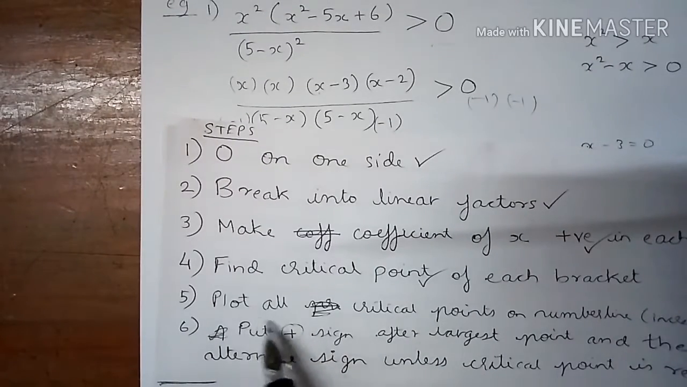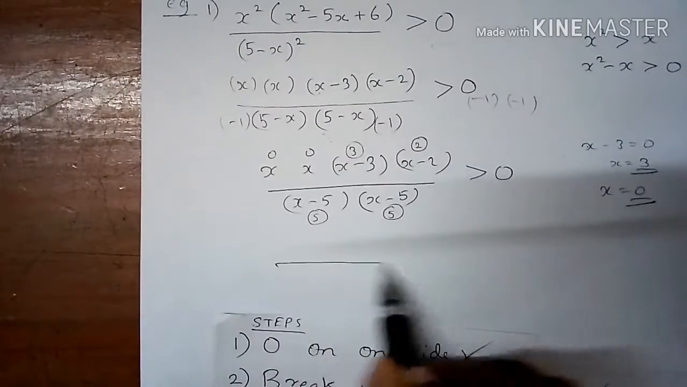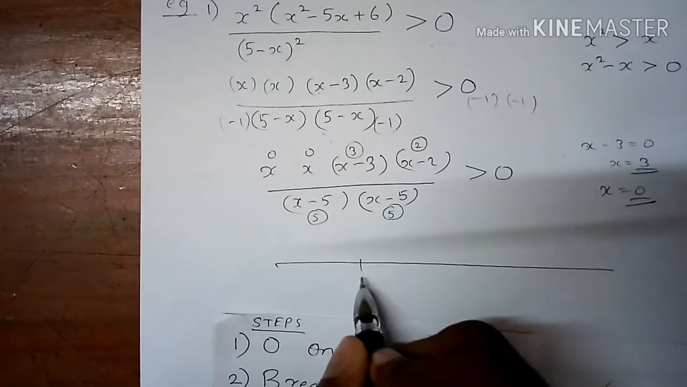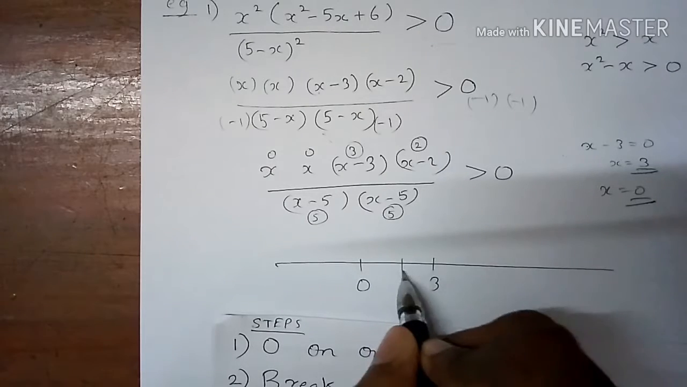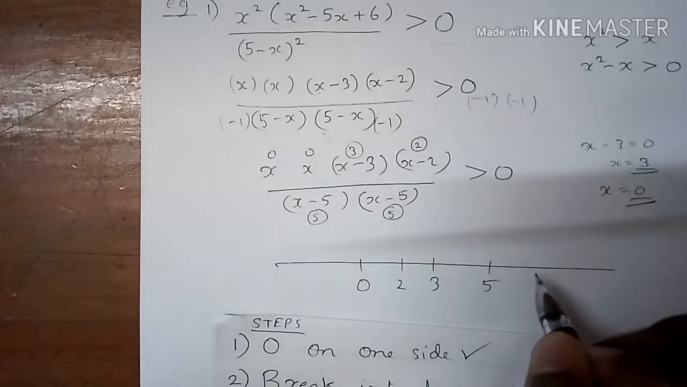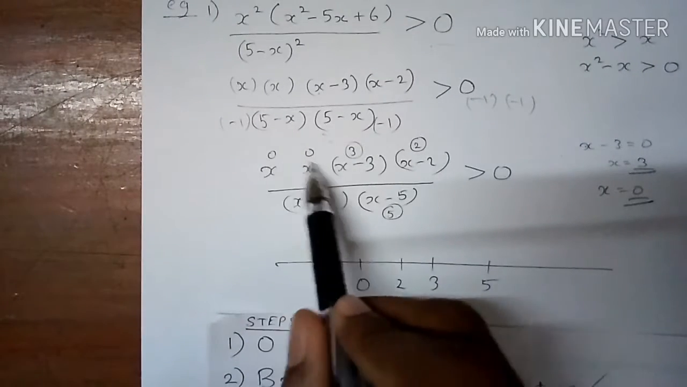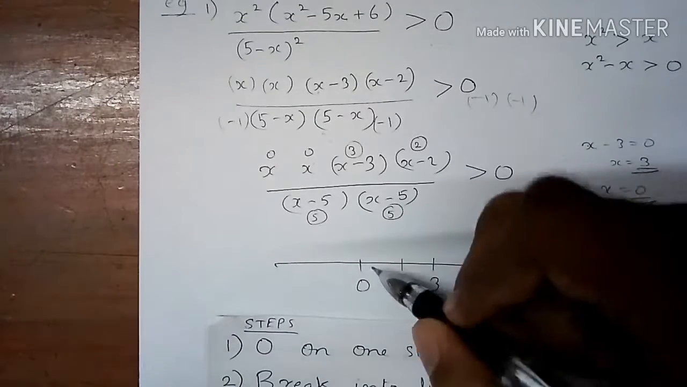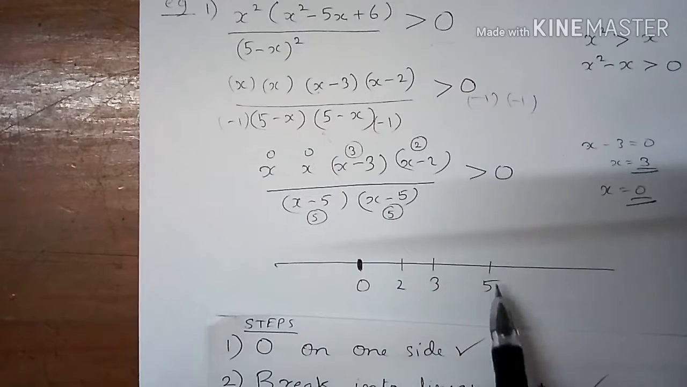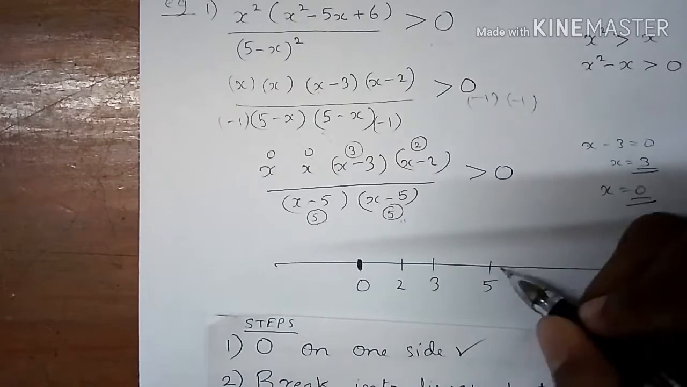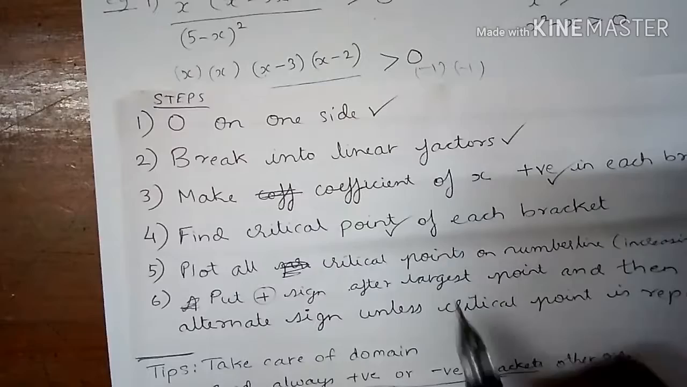The next step is plot all critical points on number line. Okay, we have a number line, so we have 0, 3, 2 and 5. Now there is an important thing. You could notice that there are two zeros, right? So instead of this we'll just darken this line, because there are two zeros here and 5, 2 are 2 in number, so we'll just darken this. That's it.